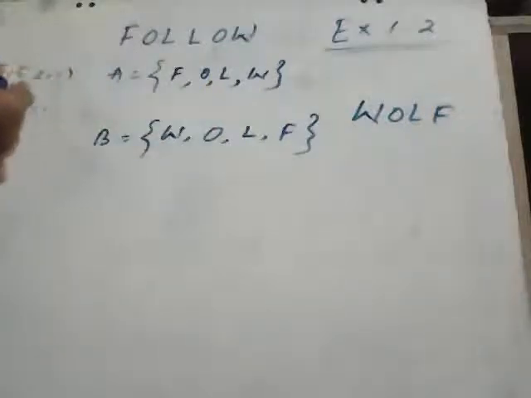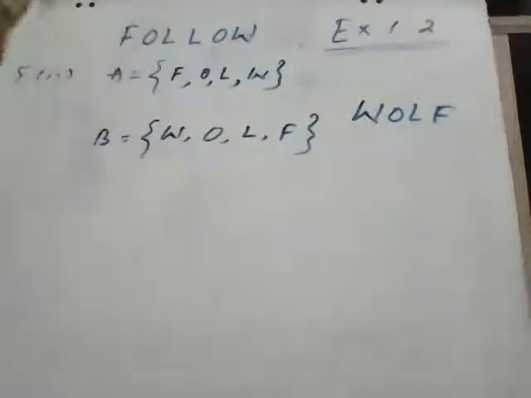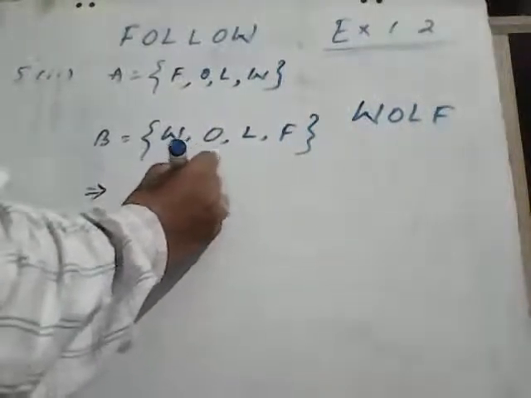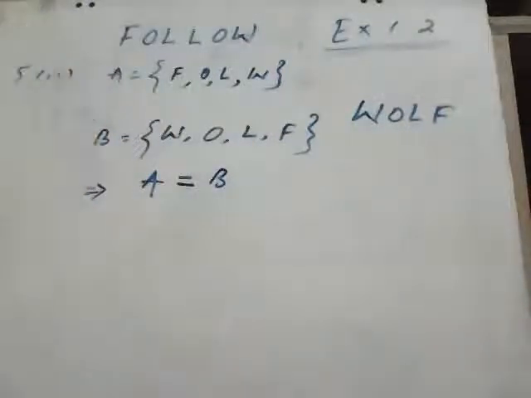It may be in any order. Irrespective of the order, the letters remain same. I mean elements of A are same as elements of B. Hence our conclusion is A equal to B. These two sets are equal. So it is easy to compare when the set is written in roster form, when we are listing the elements.